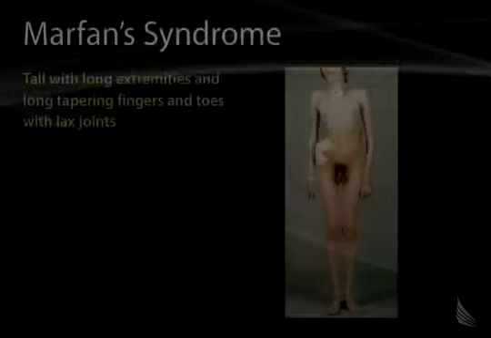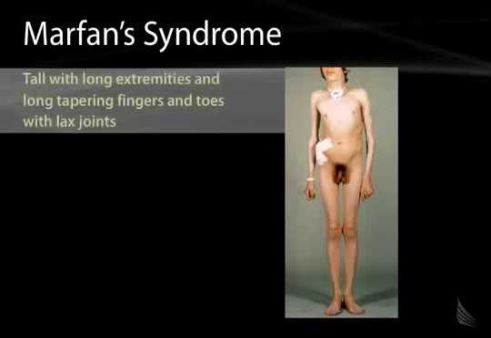Here's what they typically look like. Long and skinny, long fingers. You can see kyphoscoliosis, that's a skeletal abnormality. They may have pectus excavatum, which is a sternal abnormality, and then the other features that we talked about.